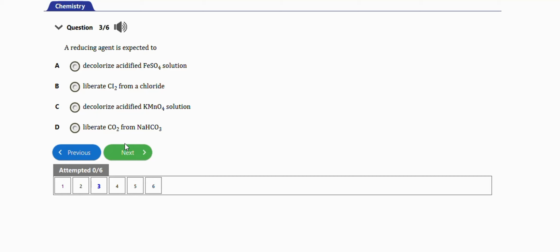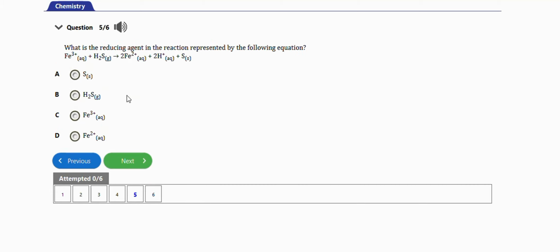The next repeated question will be this one. It says, what is the reducing agent in a reaction represented by the following equation? The reducing agent basically will be our hydrogen sulfide, because it reduces iron(III) to iron(II). So the right option is option B.